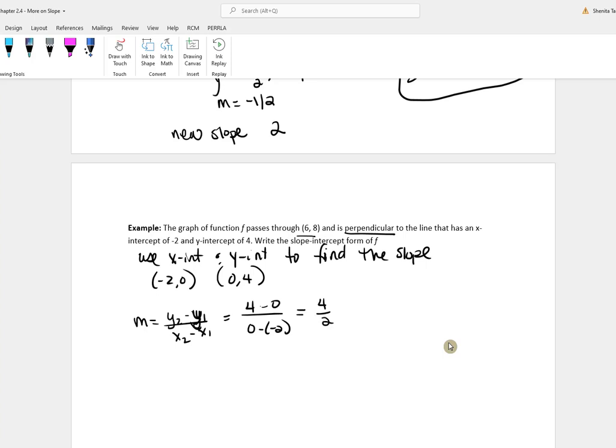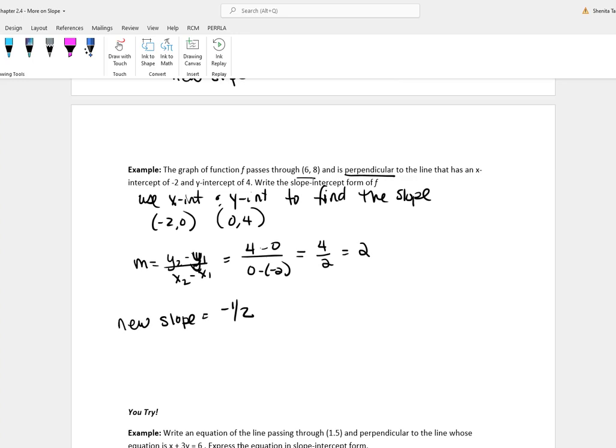That will give me 4 over 2, which is 2. Okay, so the function f is perpendicular. So the slope for the function f will be, you're going to take the reciprocal of 2 and change the sign. So the new slope will be negative 1 over 2. Alright, so we know that the new slope will be negative 1 over 2 and it passes through the point 6, 8.